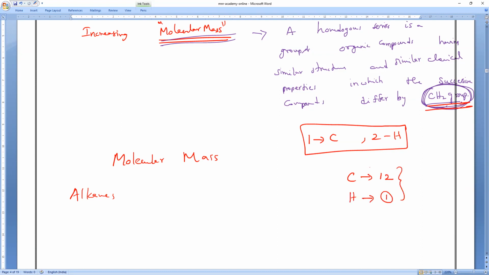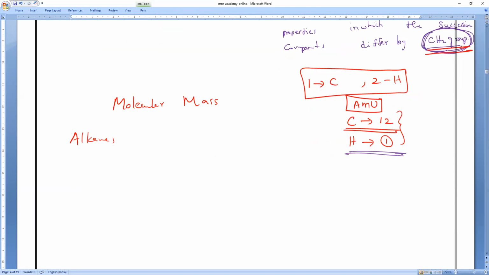Atomic mass of carbon, how much? 12. And atomic mass of hydrogen is 1. So now, alkanes, alkenes, alkynes, whatever it is, they will differ by how much? One successive member to another successive member differs by CH2.